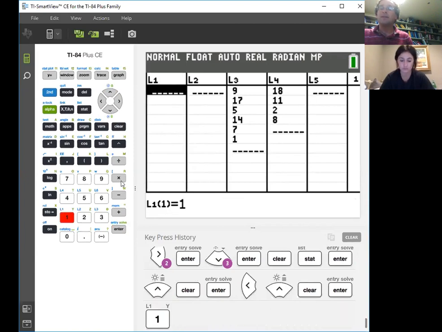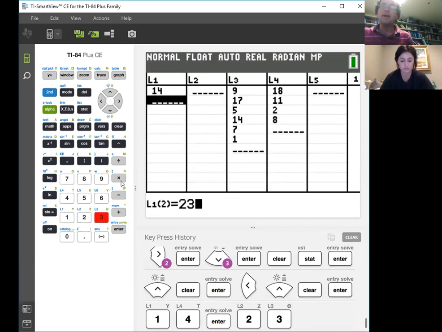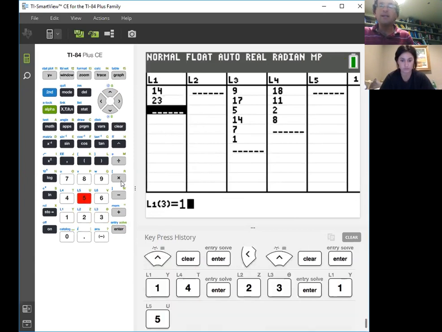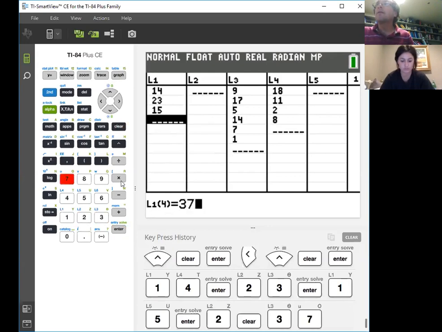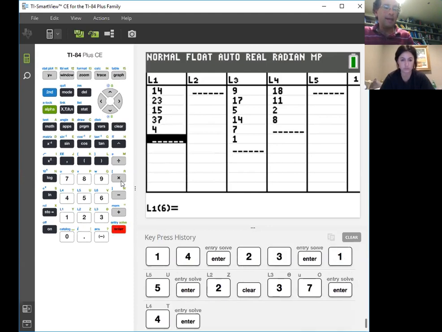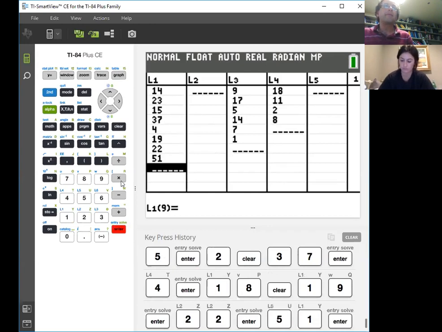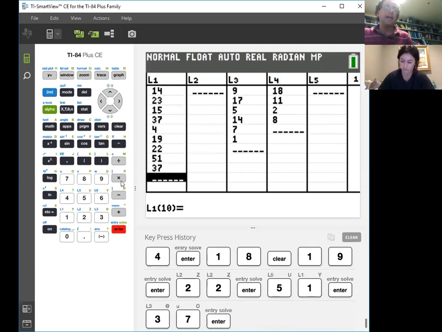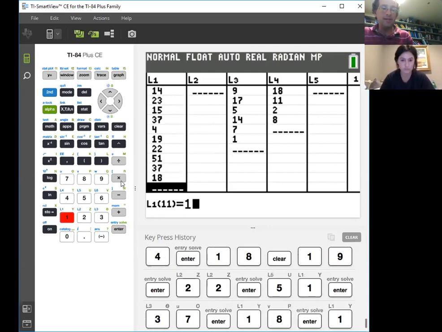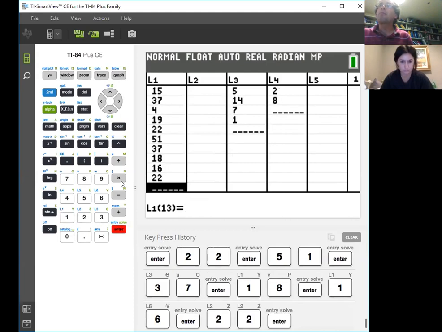So 14, and then 23, and 15, and 37, and 4, and 19, 22, 51, 37, 18, 16, and 22.